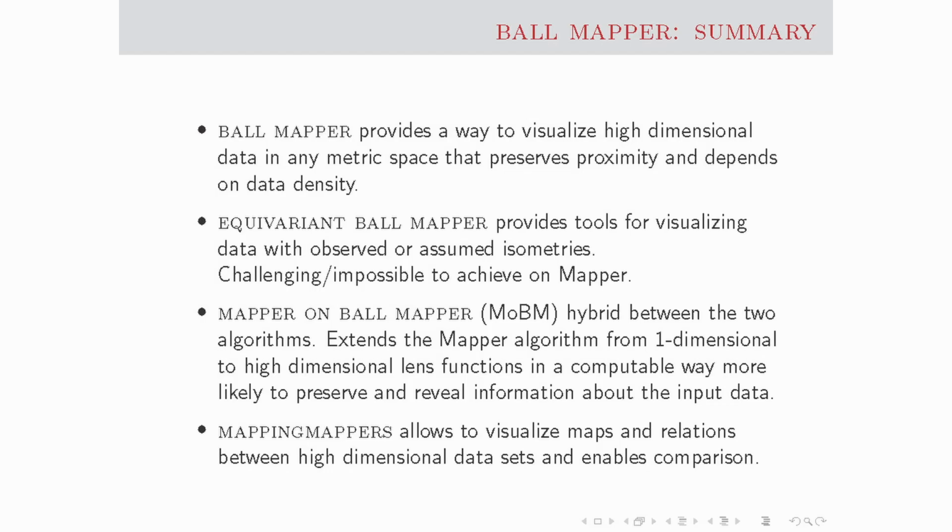Okay, summary: ball mapper does provide a way to visualize high-dimensional data, but you knew that in any metric space. We have some additional algorithms that have been inspired by applications in knot theory, but not limited to it. So equivariant ball mapper: if your data has observed or assumed symmetries, you can use that one. Mapper on ball mapper is a hybrid between the mapper and the ball mapper construction, right? You use ball mapper to obtain the cover, but then you just do the mapper construction. But it's somewhat computable, right? If you have this additional information about the relation between the two point clouds, it gives you a way to get a higher dimensional lens function, or a lens function with a higher dimensional range. And then mapping mappers, I think, is analogous to the double mapper that Gunnar mentioned in his talk. It allows you to visualize maps and relations between point clouds.